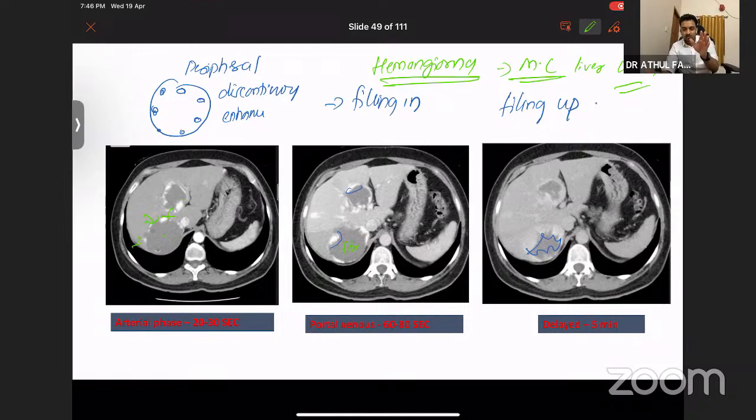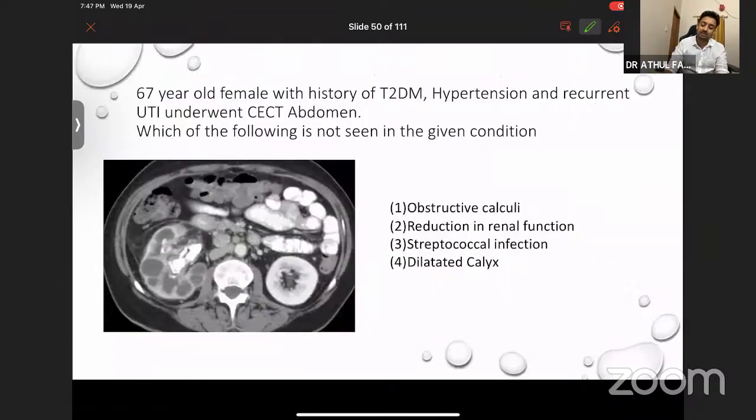So slowly the contrast will come to the center. That happens in hemangioma. So how HCC is seen, how hemangioma is seen, how FNH is seen, how fibrolamellar carcinoma is seen, all these are very important. How hydatid cyst will be calcified. So these are the classical appearances of all these lesions. You should know it very thoroughly.